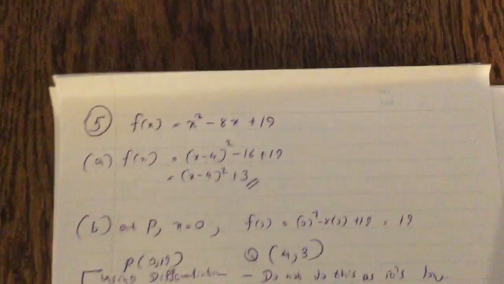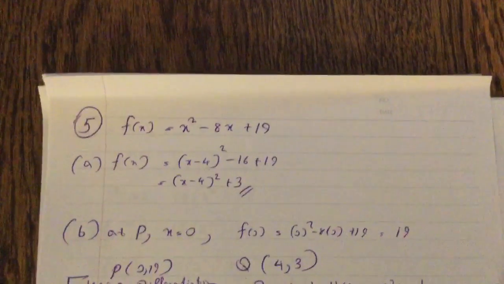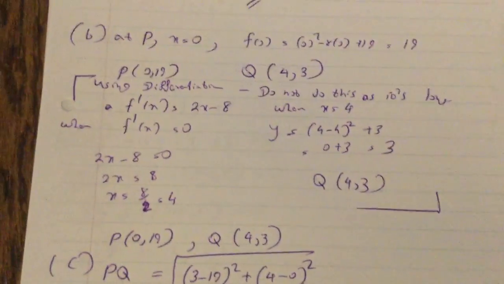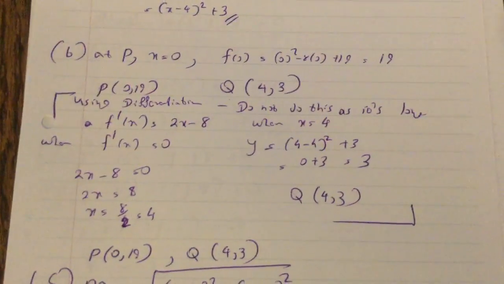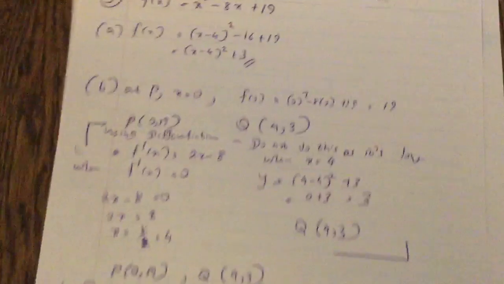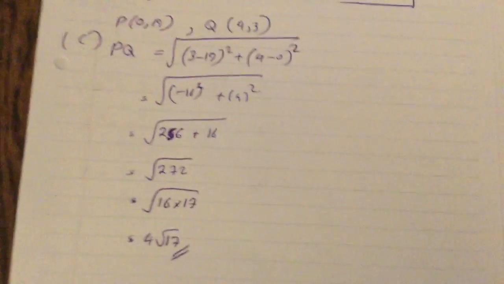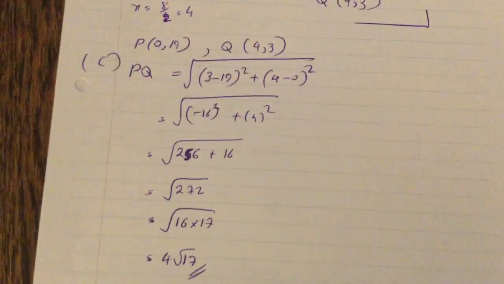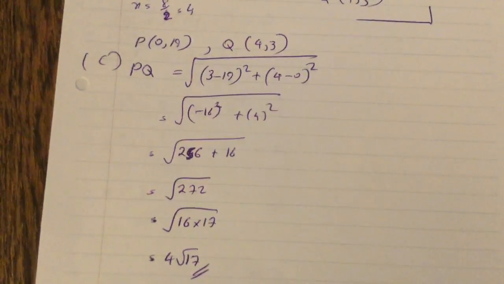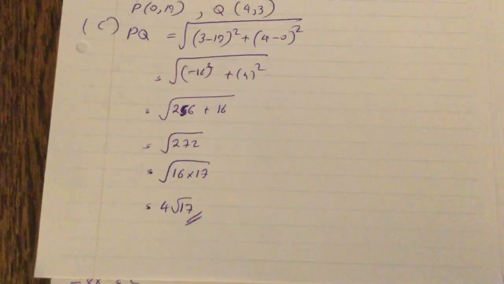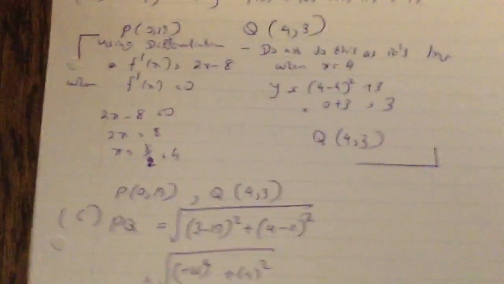So the minimum point Q is (4, 3), but if you can't get it from completing the square, there is a long method to do it using differentiation. I have done it here, but you shouldn't do it because it's long. The reason why you complete the square is to get the minimum point. And then for the next bit, to work out PQ, you just do PQ equals the square root of (3 minus 19) squared plus (4 minus 0) squared. That works out to be 256 plus 16, and that is the square root of 16 times 17, which is 4 root 17. So that's question 5, guys.